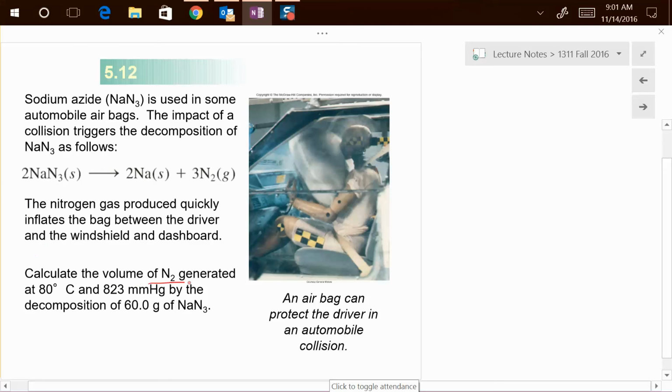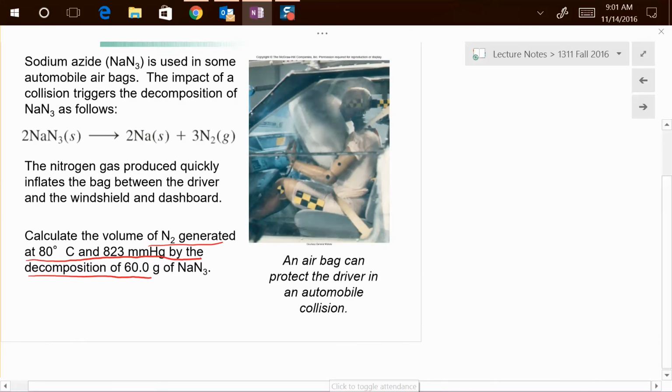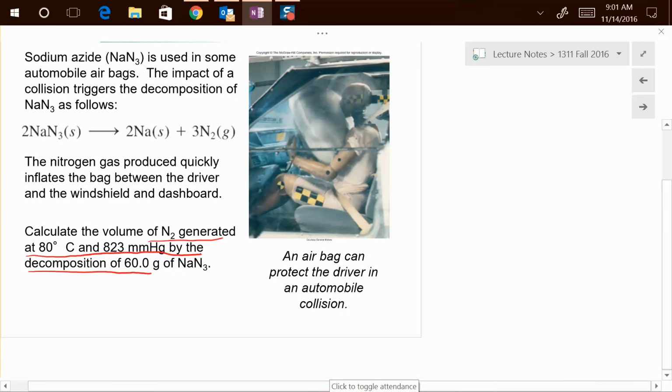Calculate the volume of N2 generated at 80 degrees Celsius and 823 millimeters mercury by the decomposition of 60 grams of sodium azide. Okay. So we want to know the volume of N2. So we're given 60.0 grams of sodium azide. Okay. Here's our chemical equation.